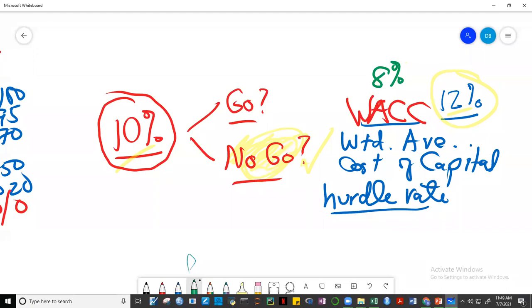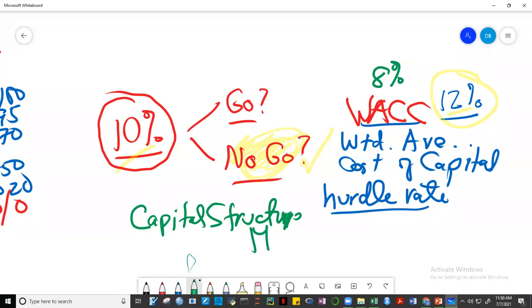Lagyan natin dito. Capital structure, or this is your capital mix. So, pareho lang yun. Oops, bakit ayaw? Baka problema yung connection ng digital pen ko. This is also your mix, no? Ayaw ah. Sorry ah. Capital mix, no?